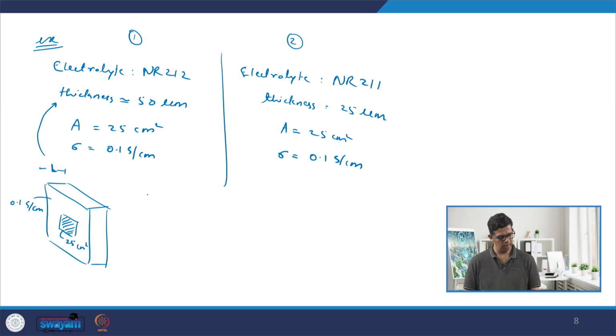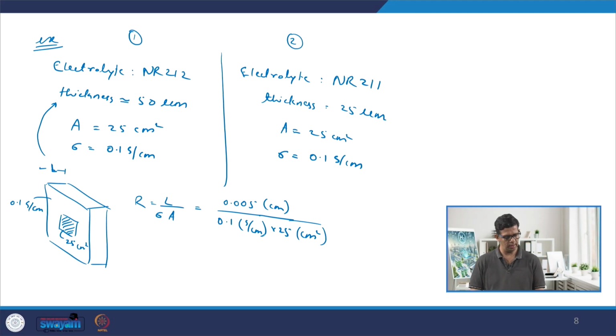So, let us first find out the total resistance of this cell. R equals L by sigma A. So, L is 50 microns, that becomes 0.005 centimeter. Sigma is 0.1 Siemens per centimeter. So, let me write the unit as well. So this is centimeter and area is 25 centimeter square. So as you can see, the centimeter square gets cancelled and we get total resistance in ohm. So it is 0.002 ohm.